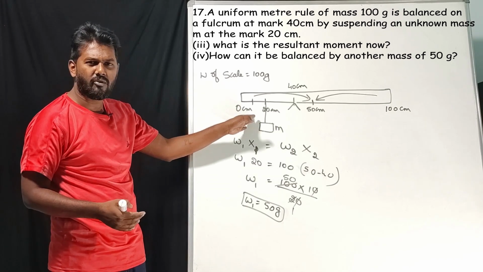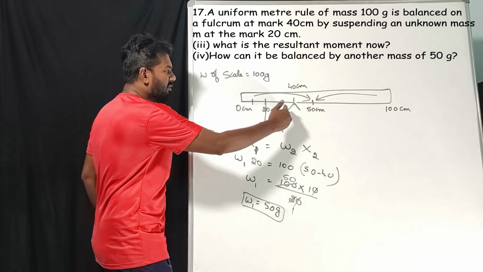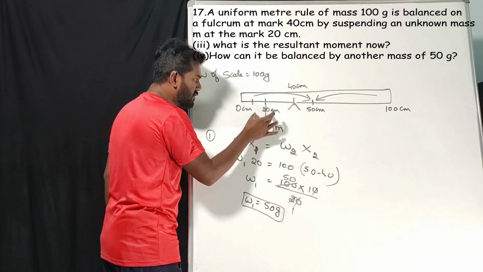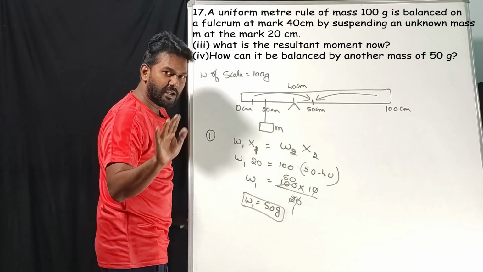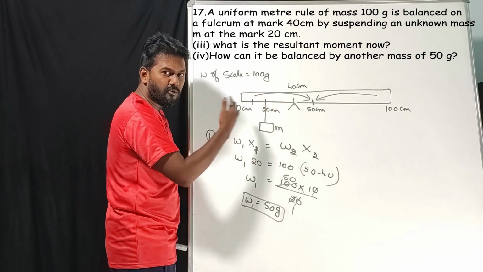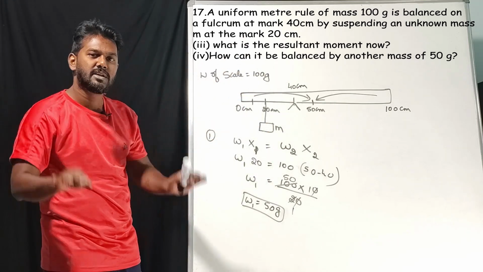How can I say anti-clockwise side? From the fulcrum, the left side will be anti-clockwise. From the fulcrum, the right side will be clockwise. So if you move this load this side, the left side value will increase, correct? Left side anti-clockwise moments will increase. So it is going to rotate in the anti-clockwise direction.